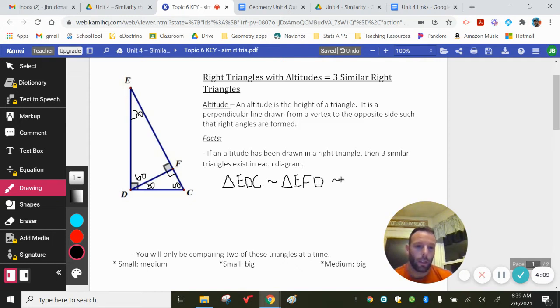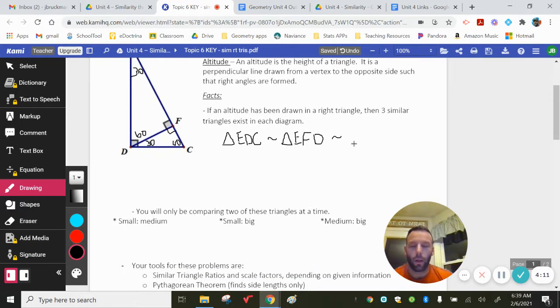But then there's one more, the smallest triangle here, where again, if I write it as a 30, then a 90, then a 60, that's called triangle DFC. And so all 3 of these triangles must be similar because all 3 of them have congruent angles that correspond to each other. And when I do that, now I'm not going to need to compare all 3 of them at the same time, but I'm only going to compare 2 of these triangles at one time. So we might compare the small triangle to the medium triangle, or the small triangle to the big triangle, or the medium to the big, just like this.